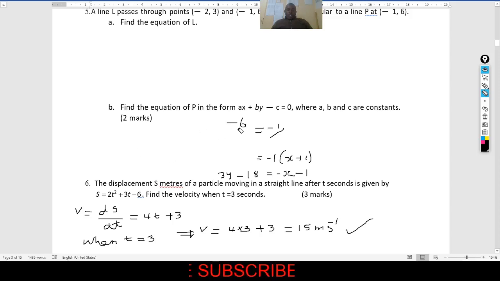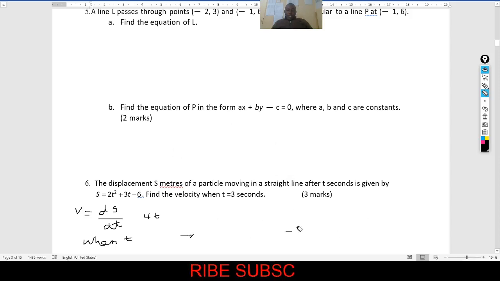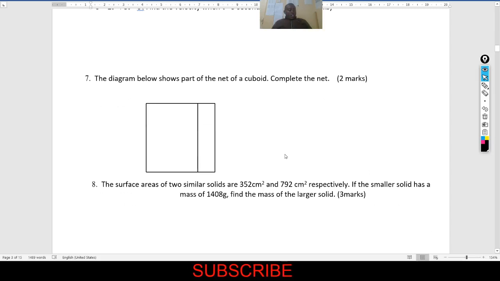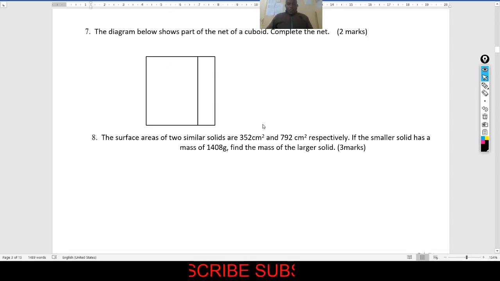The next question is question number 7. Question number 7 requires that we draw. The diagram below shows part of a net of a cuboid. Complete the net. Cuboid, we shall open it in this.